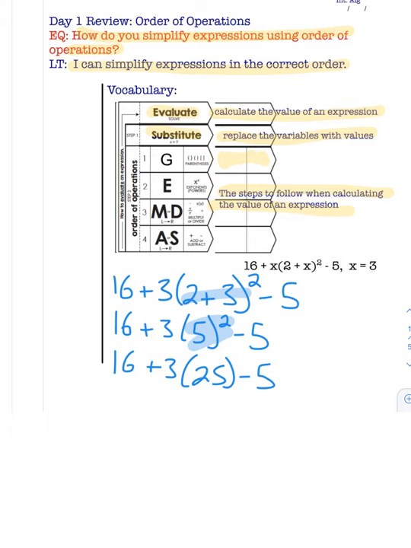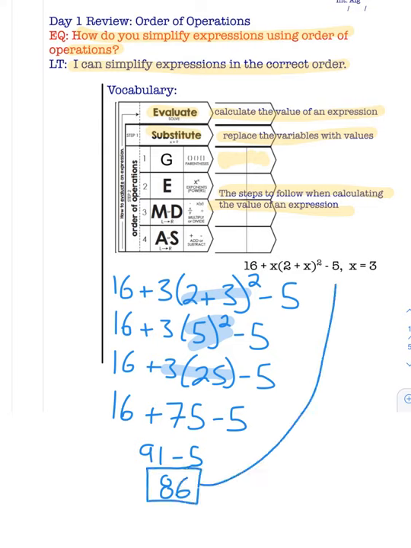Next step is multiplication or division. I do these in the same step working left to right. There is only one multiplication function, this 3 times 25, so we're going to do that. 3 times 25 is 75. So now I have 16 plus 75 minus 5. And last step is addition or subtraction. We're going to do these at the same time, working left to right. So 16 plus 75 is 91. 91 minus 5 is 86. So our final answer to this expression is 86.